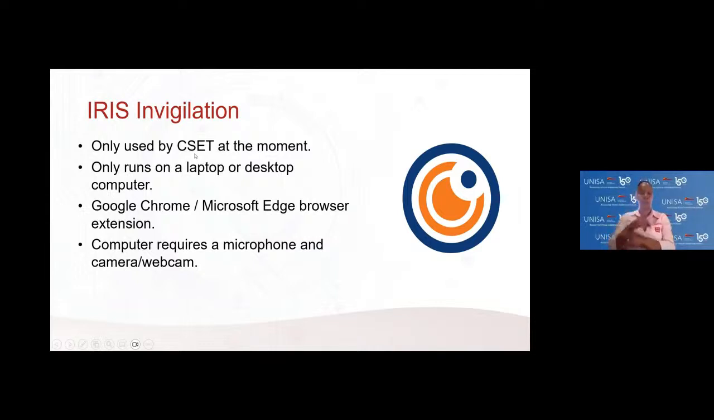Now, this one is used for MCQ and take-home. Remember, you will always just use one Invigilation app. And for College of Science Engineering, you will only be using Iris for both types. Now, this one is a Google Chrome or Microsoft Edge browser extension, so you need to use a laptop. There is a mobile version. The university only uses the desktop version, the one that works with your laptop or on a desktop PC.